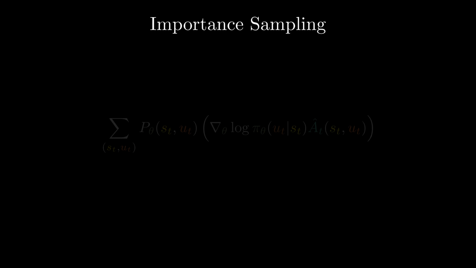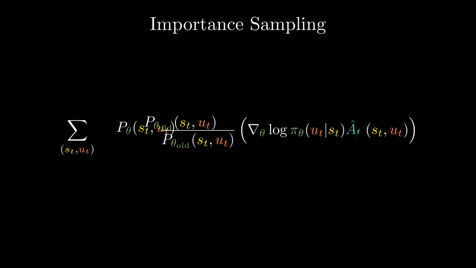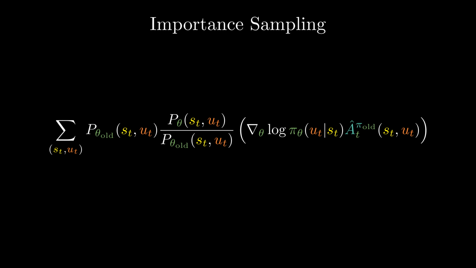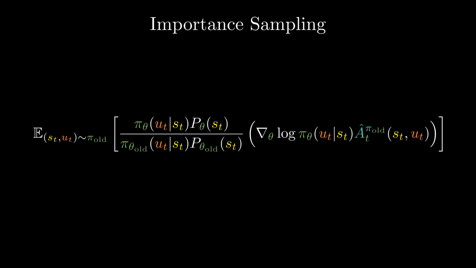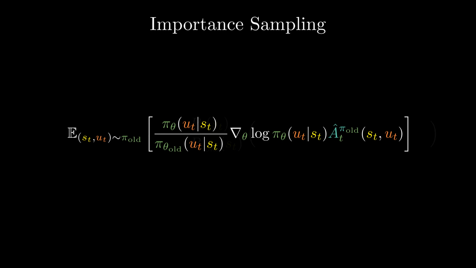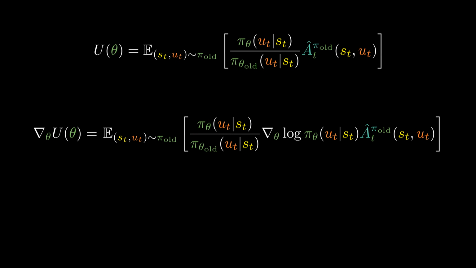Now back to our gradient estimate for our policy. By introducing a dummy term and swapping distributions, we can reframe this expectation in terms of samples from an old policy. We factorize the joint state-action probability into the probability of the state and the policy. And assuming the state distribution doesn't change much, we arrive at a neat expression for our gradient estimate at time t. With this gradient in hand, we can derive the objective function as this.